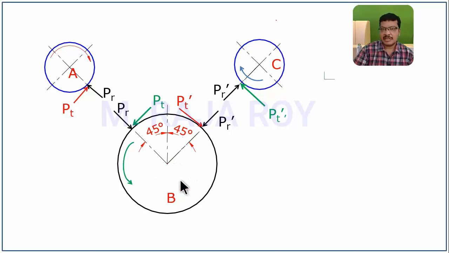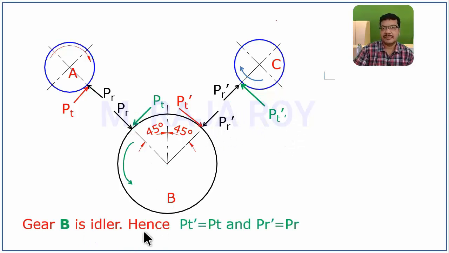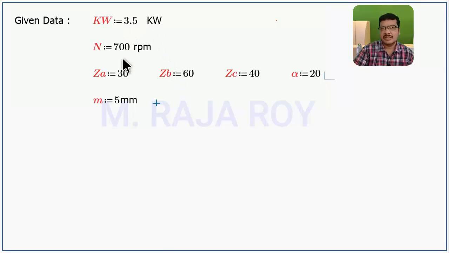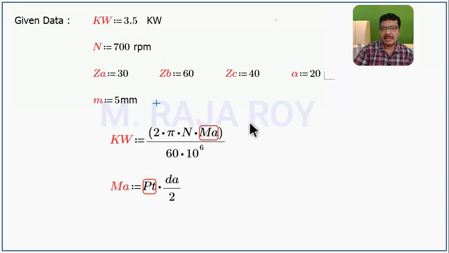Now as gear wheel B is the idle gear, whatever amount of tangential force it will receive, the same amount will be transferred to gear wheel C. That means PT dash equal to PT and PR dash equal to PR, as gear wheel B is the idle gear. Next, this is the given data. Now to calculate the moment, you need to know power. Power is given, speed is given, you can get moment.